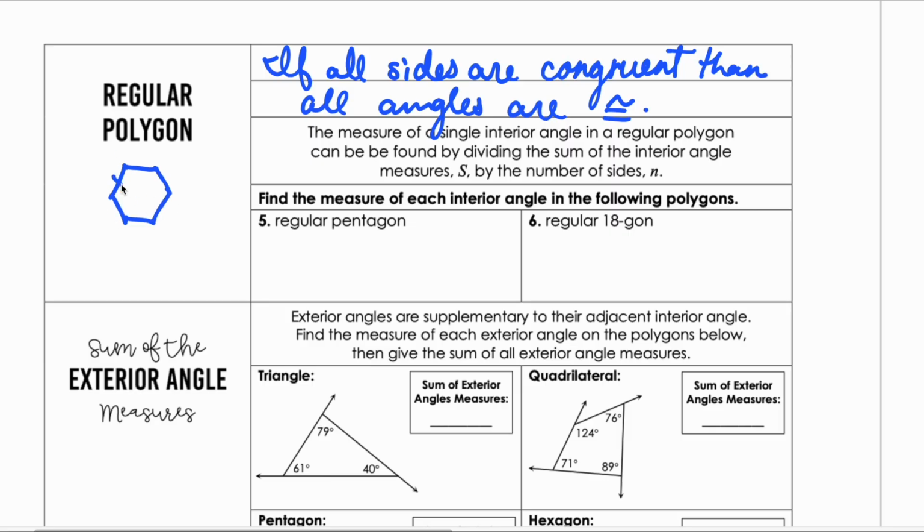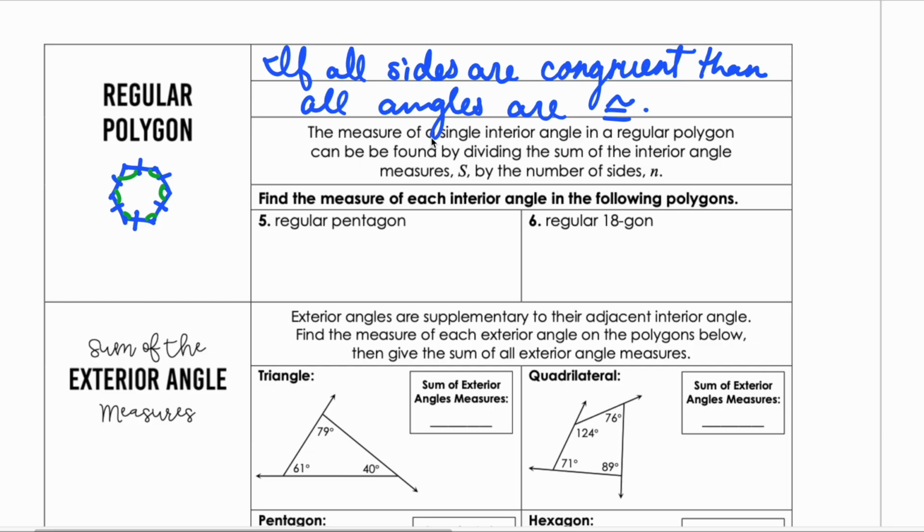a regular hexagon, then I can put my tick marks here and say, okay, then all 6 sides have to be congruent. And if all 6 sides are congruent, then that means that the interior angles are also congruent. And we'll learn down here when we talk about exterior angles, that exterior angles are also congruent when we're looking at a regular polygon.